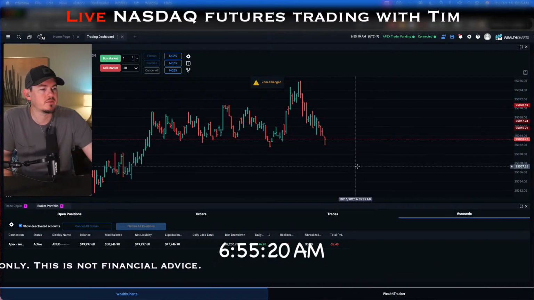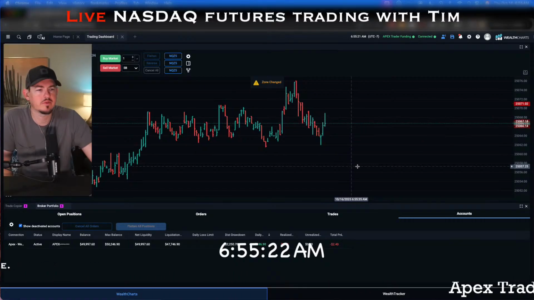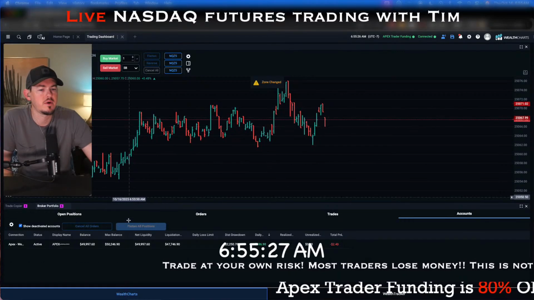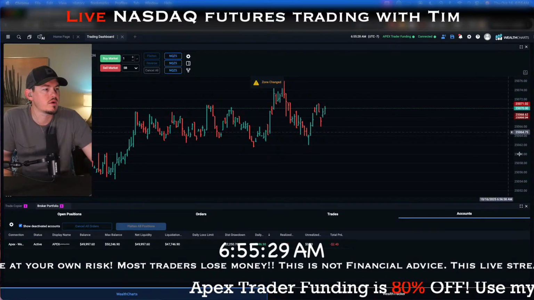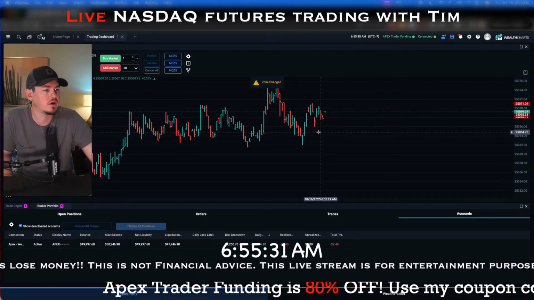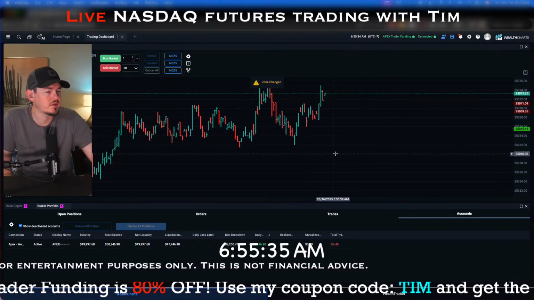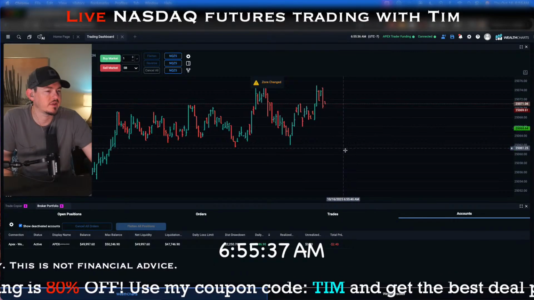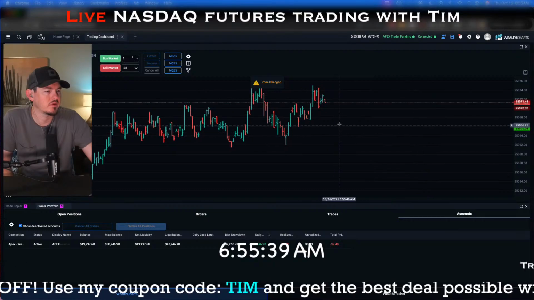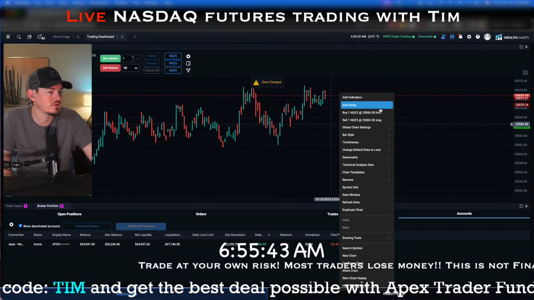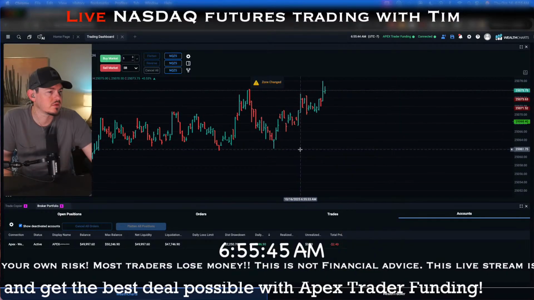And the actual platform seems pretty responsive. On the graph, it's different to place a trade. In Tradovate, I just left click and then a buy sell appears. But in this, you have to right click and then you can do a buy sell.